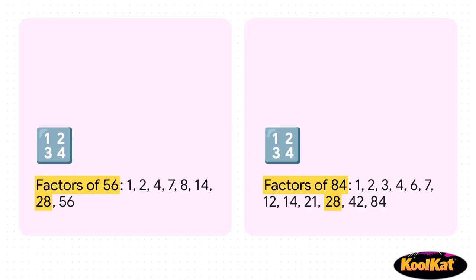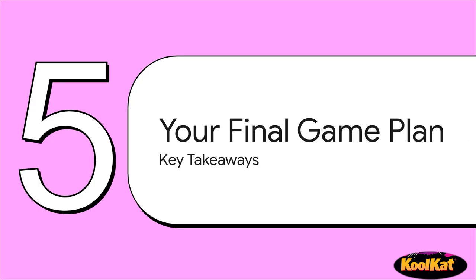Now, you could sit there and list out every single factor for both numbers like you see here, but here's a way faster strategy. Just test the answers and start with the biggest one. Let's try 28. Is 84 divisible by 28? Yep, it's 3. Is 56 divisible by 28? Yep, it's 2. Since 28 works for both and it's the largest option, that has to be our GCF. The answer is D. Woo!